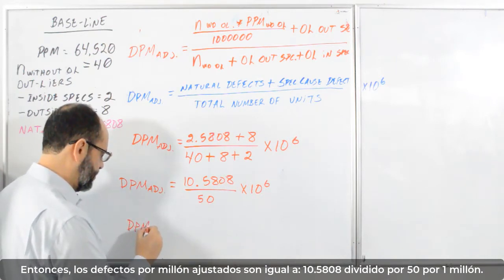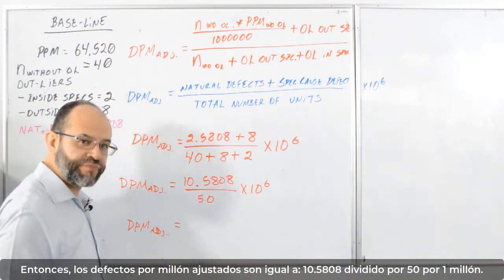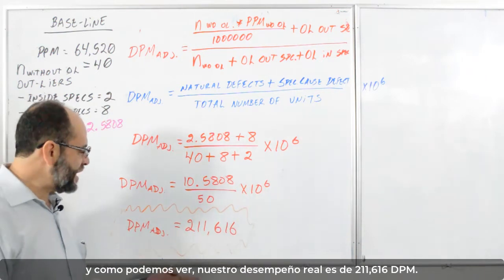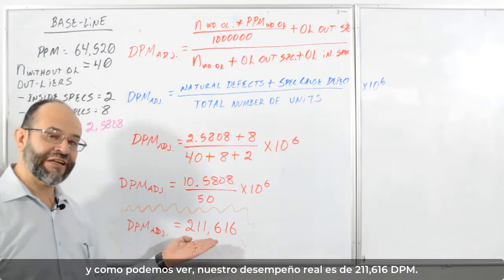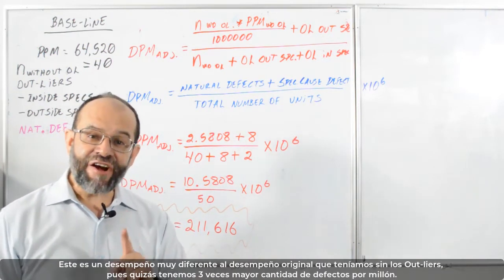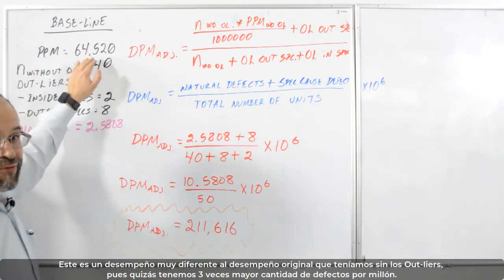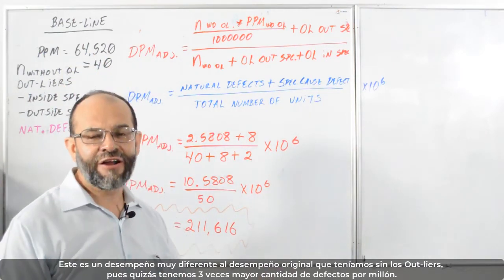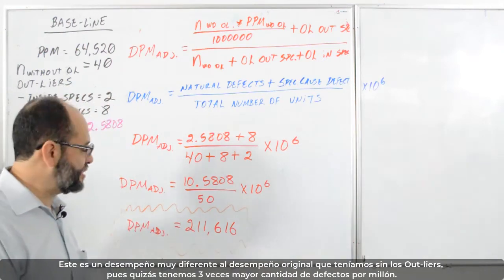Defects per million adjusted are equal to, let's do calculations. And as you can see, our actual performance is 211,616. That is a very different performance than the original performance that we were having here. So we are having maybe 3 times bigger amount of defects. So it's really different, this performance.